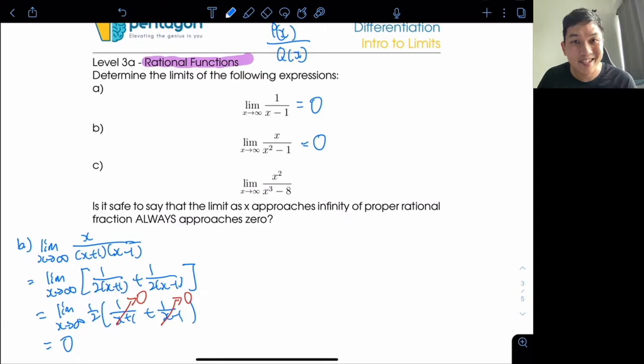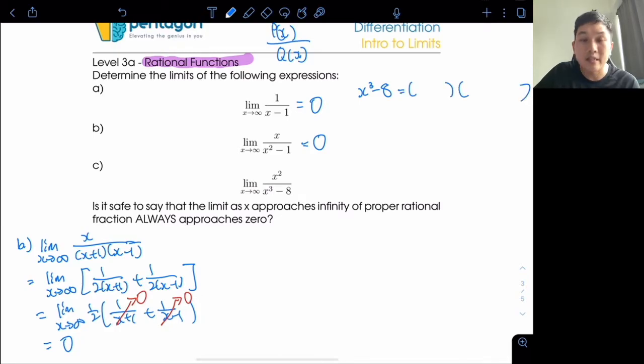Are you ready? Let's go through the solution for part C. Now, first of all, you can see the denominator is a difference of cubes. A difference of cubes can be written this way: linear times quadratic, following this rule. SOAP: same sign, opposite sign, always positive. X minus 2, x squared plus 2x plus 4.